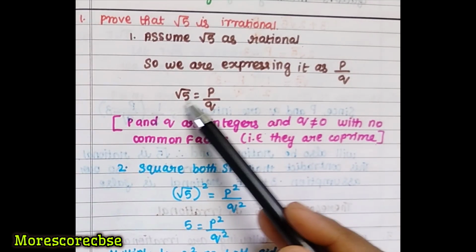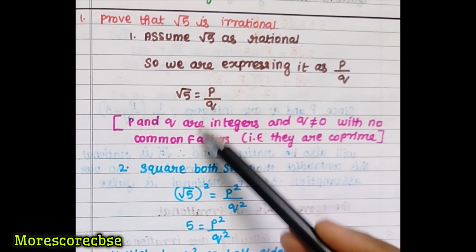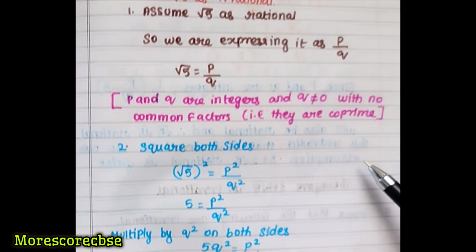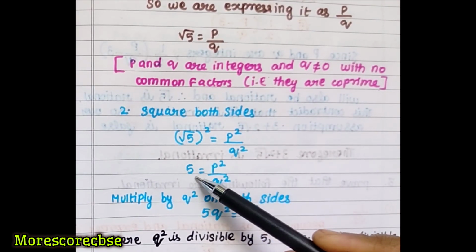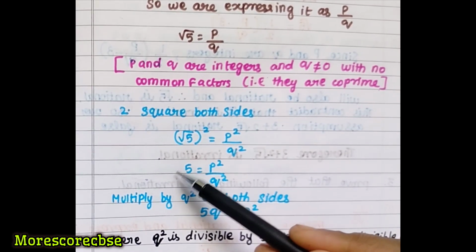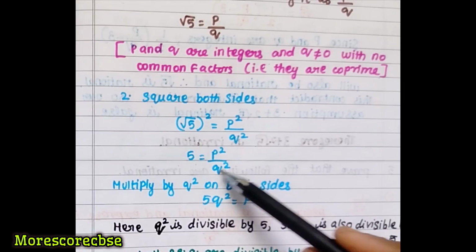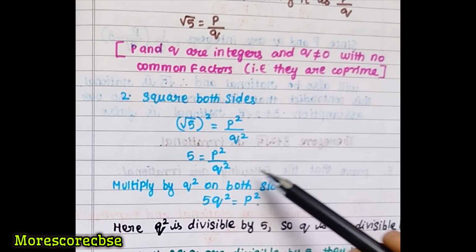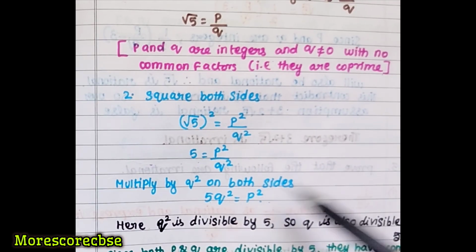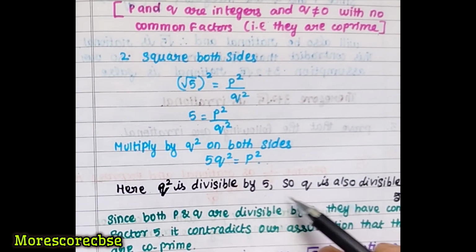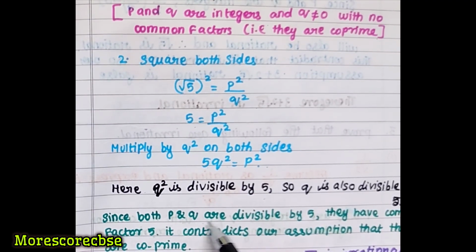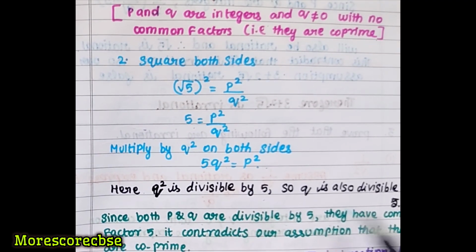So first we are going to square on both the sides. Root 5 whole square is equal to p square divided by q square. On squaring root 5 we get 5, and here it will be p square by q square. So we multiply by q square on both sides in order to remove the denominator. So that becomes 5q square is equal to p square. Here p square is divisible by 5, so p is also divisible by 5, meaning that since both p and q are divisible by 5, they have a common factor.